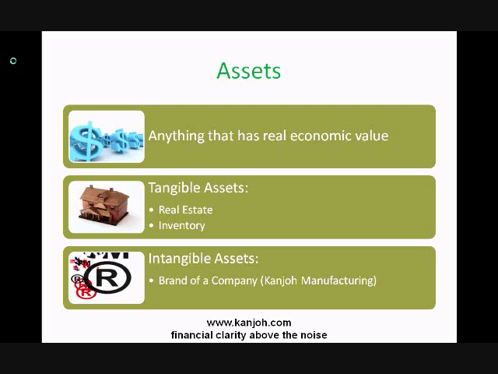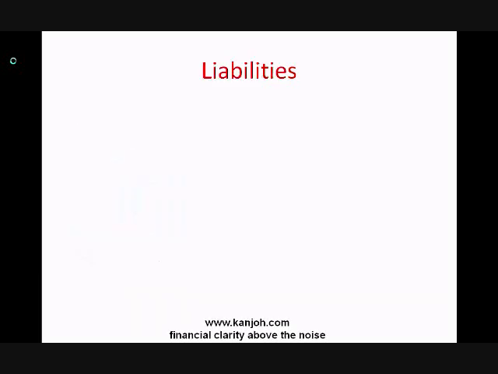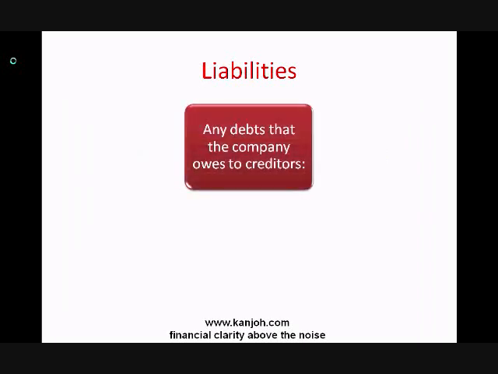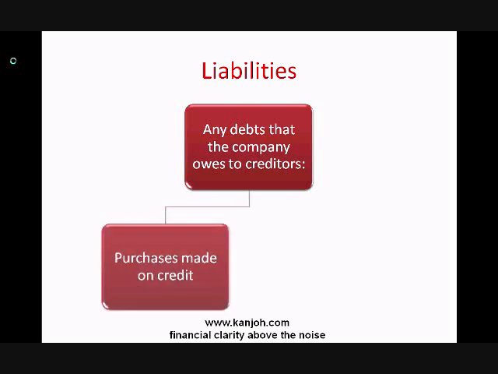Let's now move on to the second part of the equation, liabilities. A liability is basically a debt that the company owes to creditors. There are a whole bunch of different kinds of liabilities, but one example is a purchase made on credit. So let's say Kanjoh Manufacturing needs to purchase 10,000 tons of steel, but they don't have the cash on hand, so instead they decide to purchase the steel on credit. They don't outlay any cash, but they owe money to the supplier. So that is a liability.